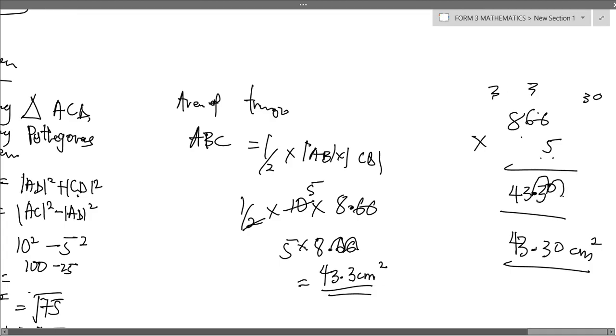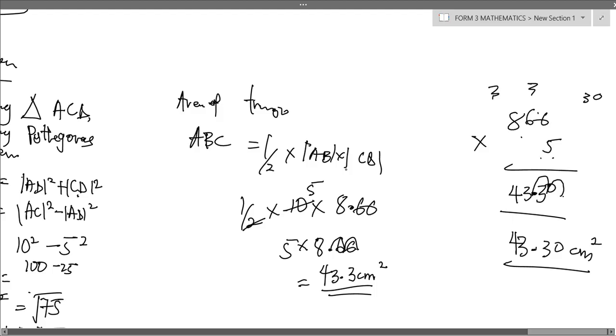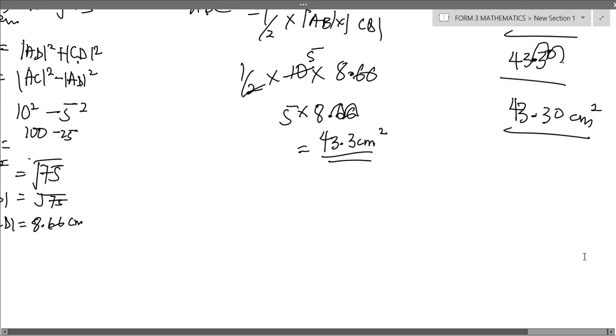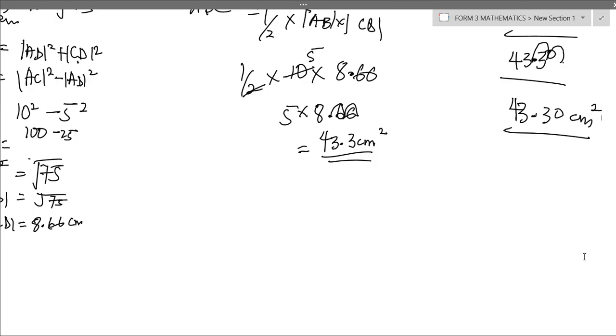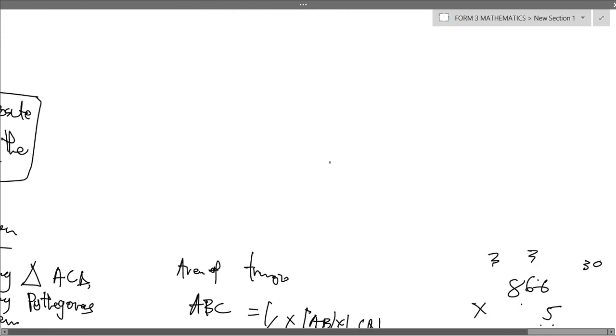So this is just by the way. Anytime you get a decimal multiplied by a whole number, first of all you move the decimals and make it a whole number. Then after you are done with your multiplication, you bring the decimals back to arrive at your decimal point. All right. So that will be our area. So what's the next question?